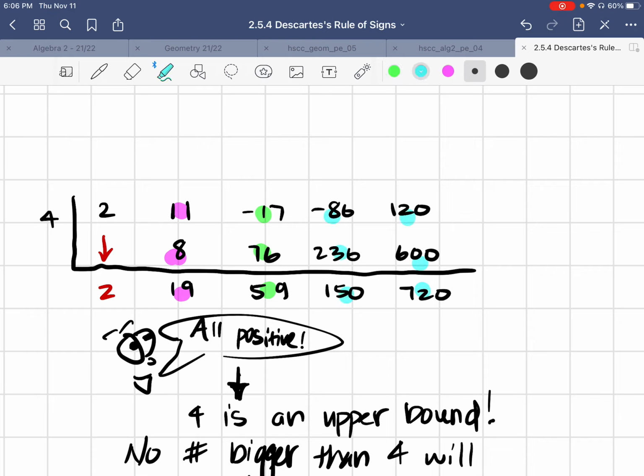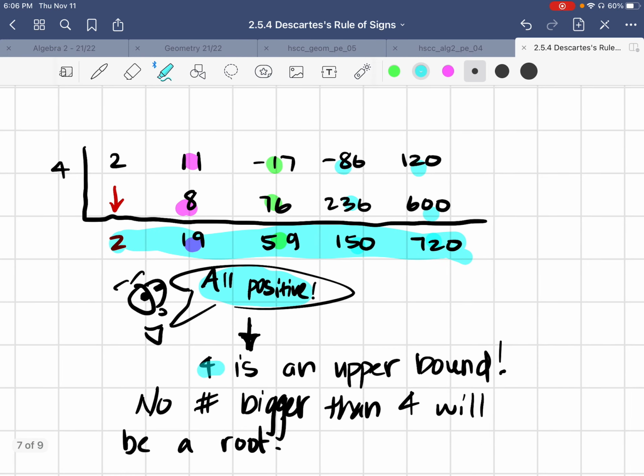Now, what you should notice is that all of them were positive down here. All of these numbers right here are positive, okay? If that ever happens, you now know that the number you divided by is an upper bound. So if you divide by a positive number, and the result on the bottom row is all positive values, that number is an upper bound. That means there are no roots bigger than the number that you divided by.